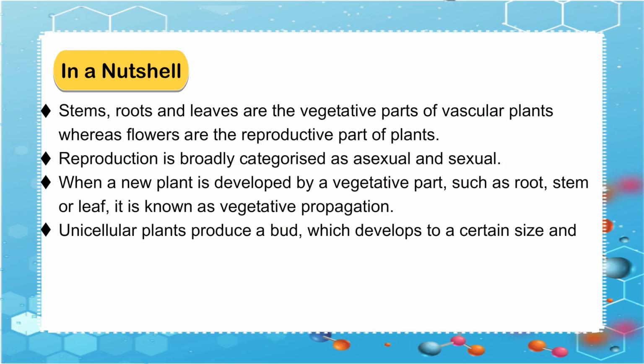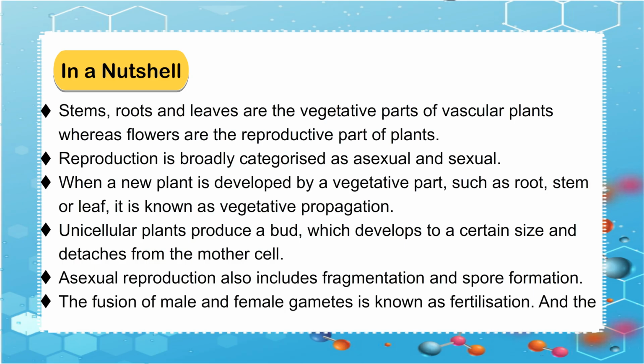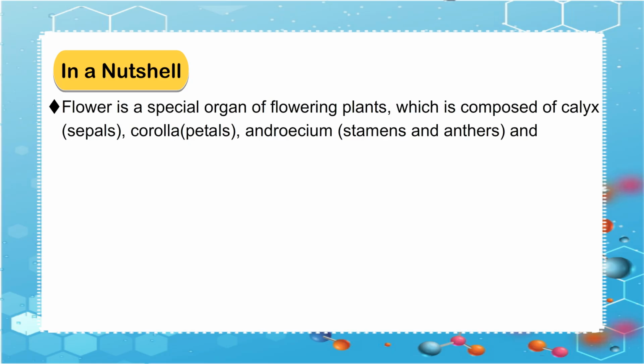Unicellular plants produce a bud, which develops to a certain size and detaches from the mother cell. Asexual reproduction also includes fragmentation and spore formation. The fusion of male and female gametes is known as fertilization, and the mode of reproduction is known as sexual reproduction. Flower is a special organ of flowering plants, which is composed of calyx, sepals, corolla, petals, androecium, stamens and anthers, and gynoecium, style and stigma.